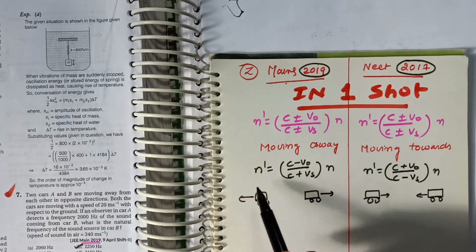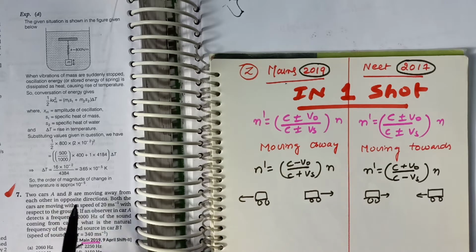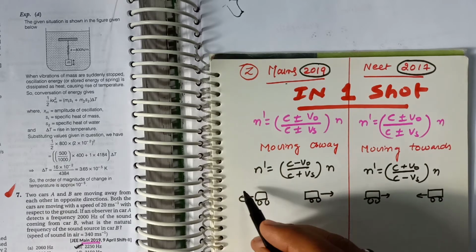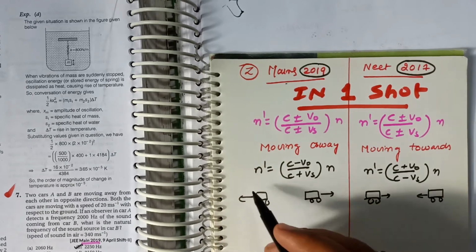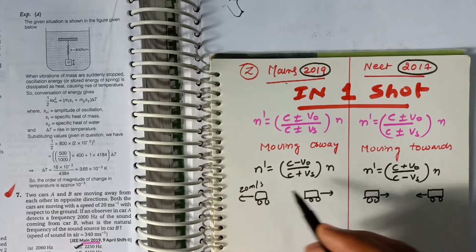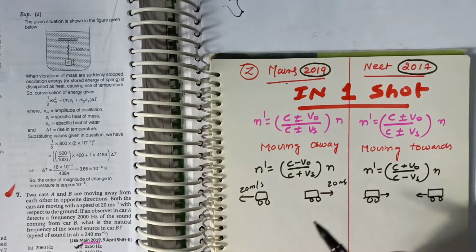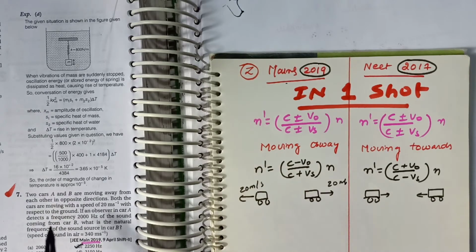So just see here, he is telling that car A and car B are moving away in the opposite direction here. Both are moving away with the same speed. Okay, so what is the meaning of this? This is also 20 meters per second. This is also 20 meters per second. Let us imagine both are moving away with the same speed. If the observer in car A detects a frequency of 2000 Hz.